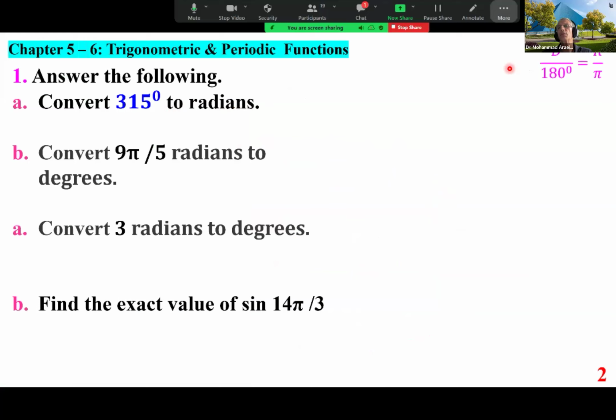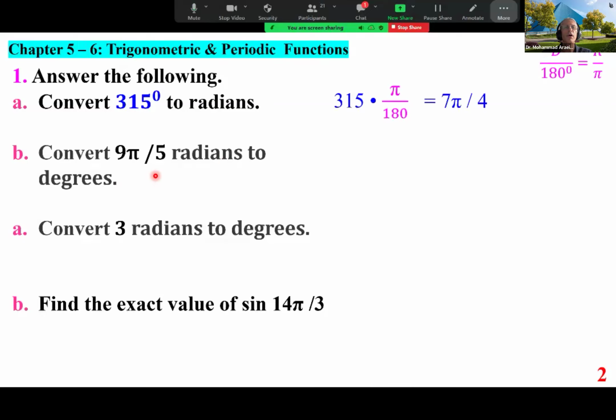So, reminding everybody, the fastest way would be to write d over 180 degrees equals r over pi, because pi radians equals 180 degrees, and replace one of them. For example, d is 315, and find r, or just simply multiply by pi over 180, simplify, and you get 7 pi over 4.